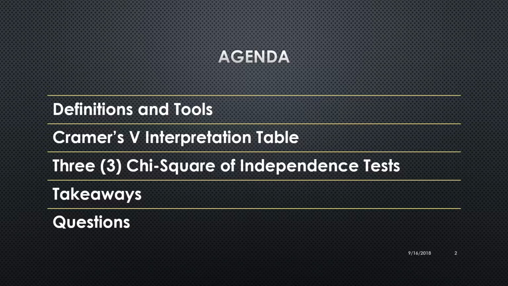Here's our agenda today. We'll be going over some definitions and tools, Cramer's V interpretation table, 3 chi-square of independence test examples. We will also look at some takeaways for using chi-square of independence. And last, I will take any questions you may have.